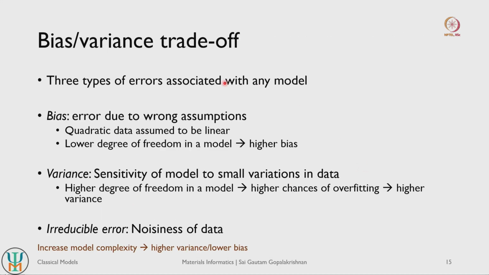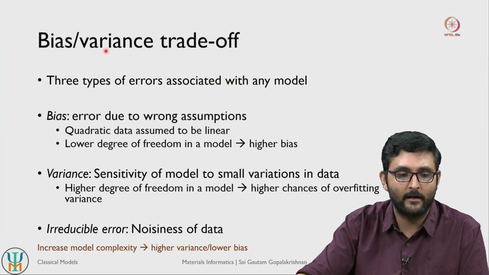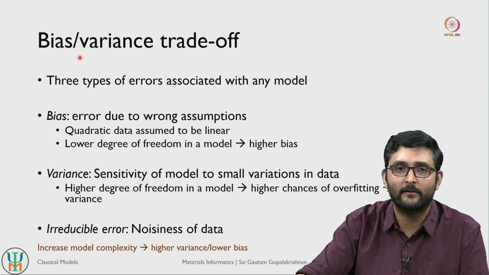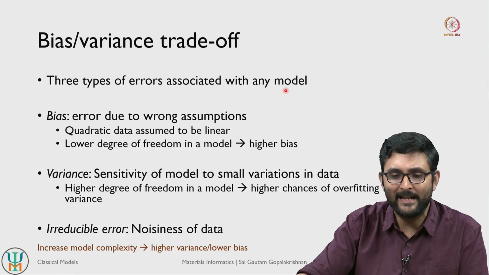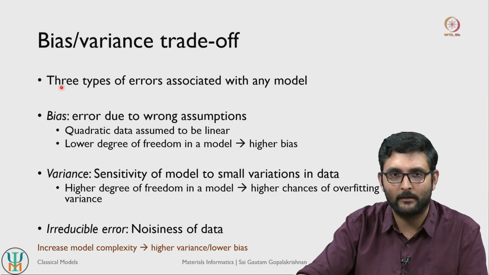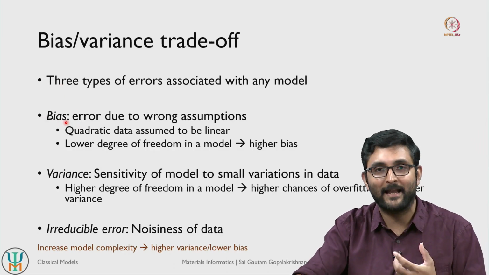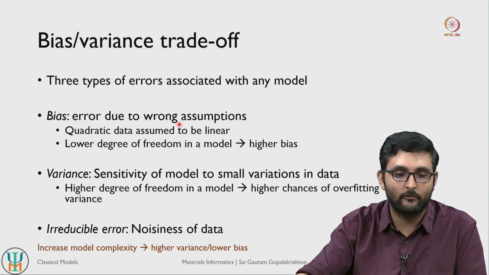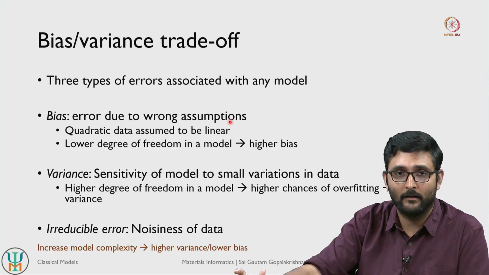Okay. So now that we are talking about overfitting and underfitting of models, there is one very important trade-off that we have to understand, which is referred to as the bias-variance trade-off. For any model we can associate 3 types of errors to that model. The first one is what we refer to as bias errors. This is due to wrong assumptions that we make in choosing our model.